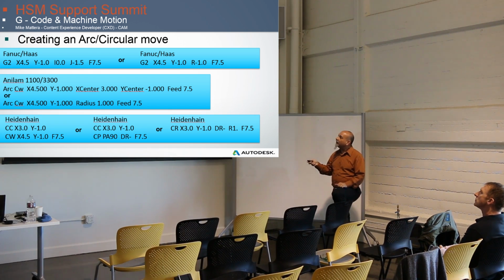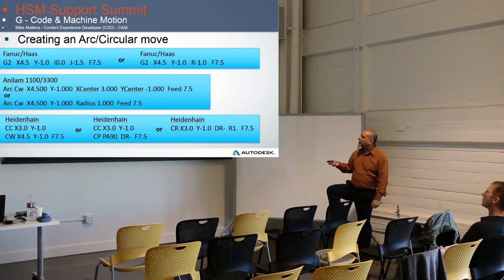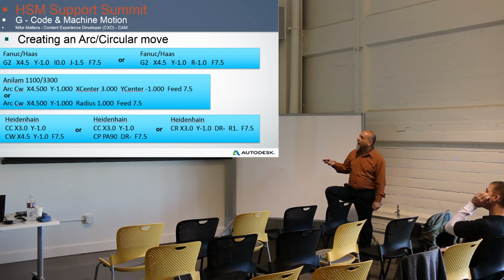The first section up on top is for a Fanuc or a Haas. Their code format is very, very similar. The first one shows a G2, so circular clockwise. We have an XY destination, where we're going to. We have an I and a J, which describes the center point, and our feed rate. So even within the same control, we can do that another way. We can do it as a G2 with an XY destination and a radius, and with the R plus or R minus, we can tell it which direction we're going, whether we're doing the large portion of the arc or the small portion of the arc.